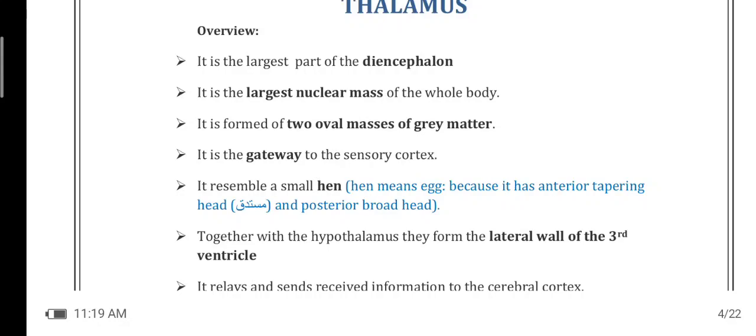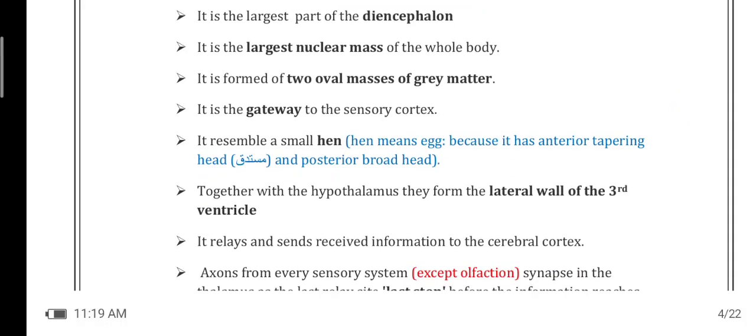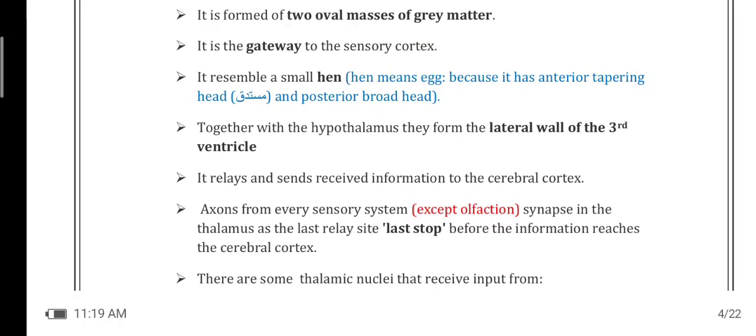It is the gateway to the sensory cortex. It is the gateway of the relation of sensory information. Together with the hypothalamus it becomes the lateral wall of the third ventricle. It relays the received sensory information to the cerebral cortex.